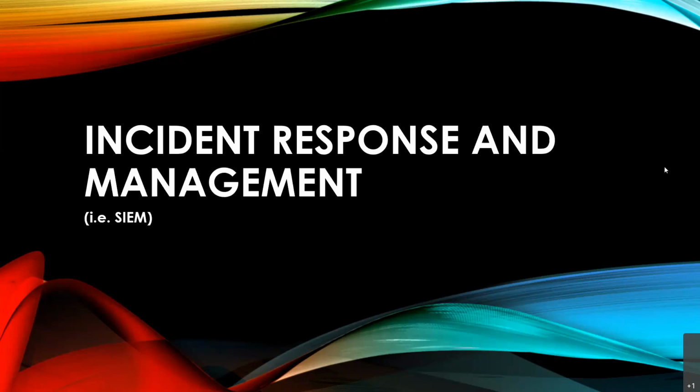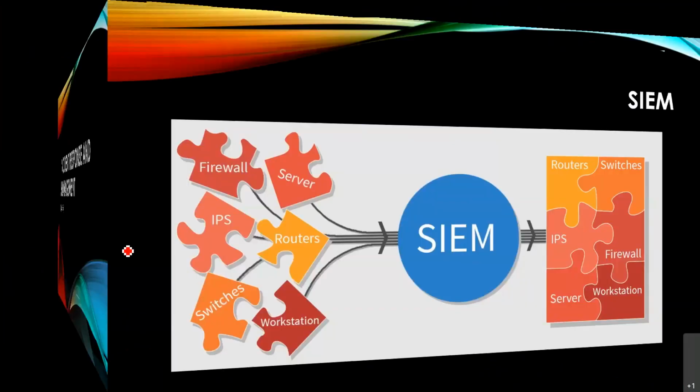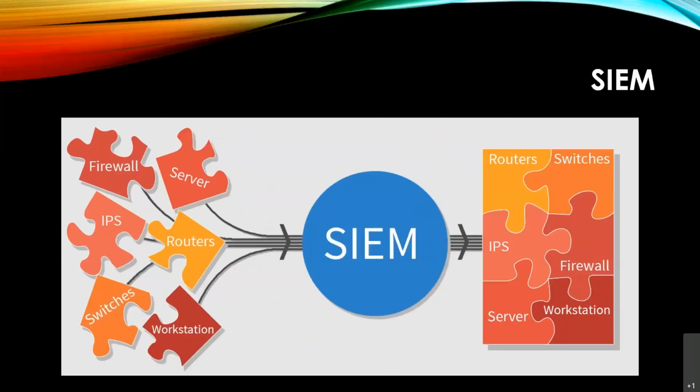And here we will be using something called SIM, using which we can monitor what is actually happening in our network. Here SIM is trying to collect the logs from various network devices. SIM stands for Security Information and Event Management. So what does a SIM do?